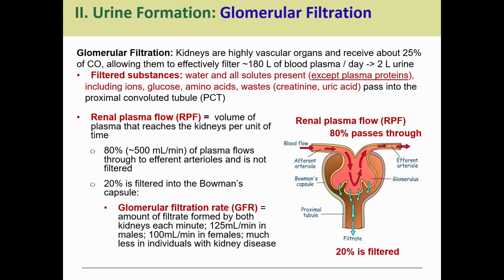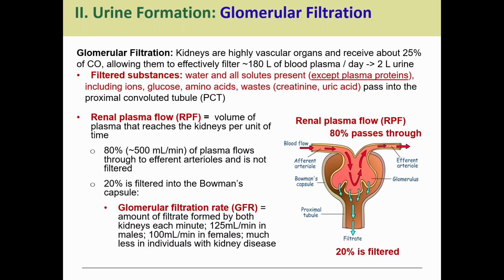This filtrate then passes from the glomerulus and the capsule of the renal corpuscle into the proximal convoluted tubule. How much plasma gets to the kidneys for any given amount of time is called the renal plasma flow. Basically, what's the volume of plasma that gets to the kidneys per unit of time? Usually we're talking about per minute. We see that 80% of the plasma that flows from the afferent to the efferent arteriole is not filtered, but 20% is filtered into the capsule.